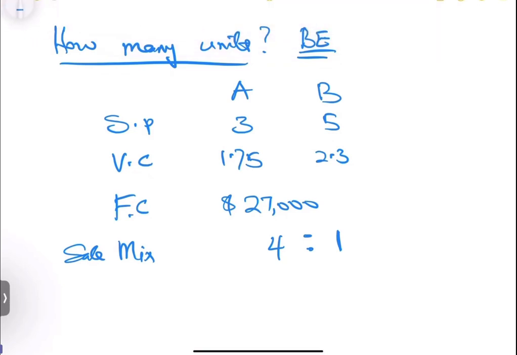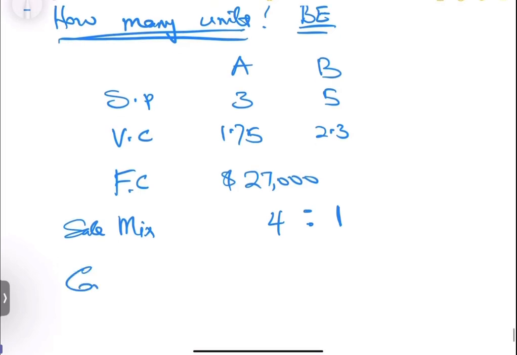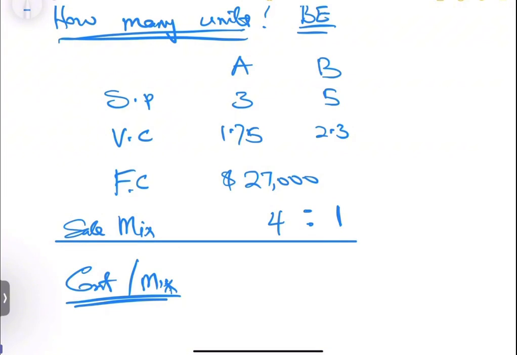So this is a typical multi-product question where you cannot use contribution per unit to solve it. Although we are interested in knowing the number of units to break even, we cannot use contribution per unit to solve this question. We need to know what our contribution per mix is. How do you go about that? The first thing you need to do is identify the mix. Where is the mix? This is the mix, 4:1.